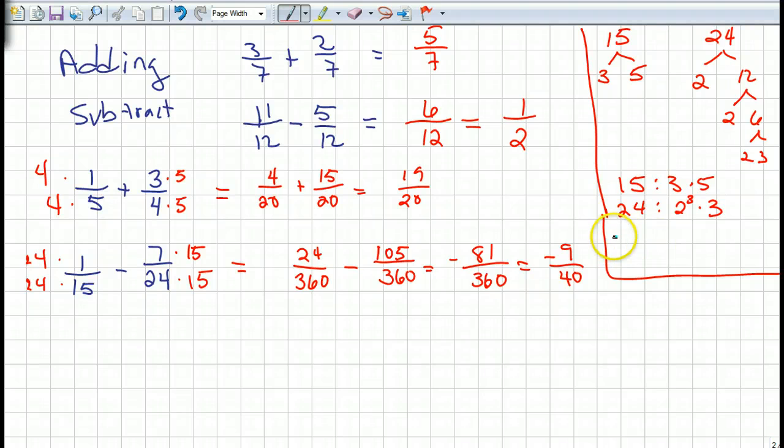What would be my least common multiple in this case? Well, I'd have a 5 in there. What else would I have in there? A 3. And how many 2's would I have? Yep, 2 to the 3rd. So my least common multiple in this case is 120.